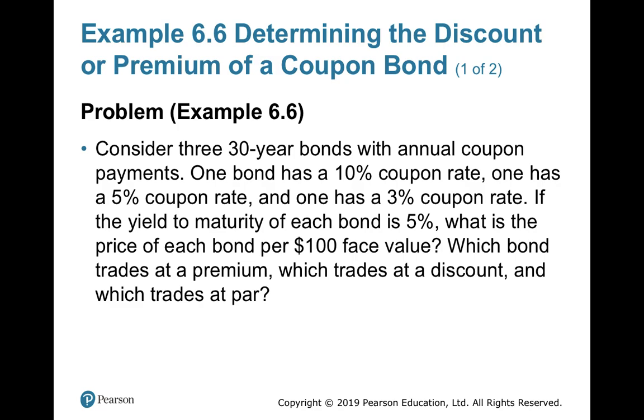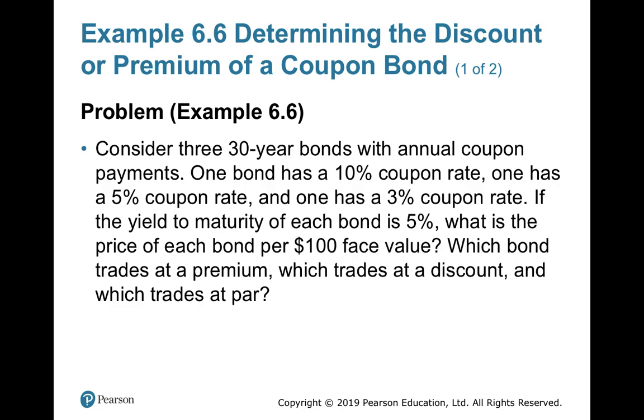Now let us take an example to see the effect. Consider three 30-year bonds with annual coupon payments. All three bonds have 30-year maturity, and all give coupons annually, once a year. One bond has a 10% coupon rate, one has a 5% coupon rate, and the third has a 3% coupon rate. Only the coupon rates are different. Face value is 100 for all. YTM is 5% for all. Which bond trades at a premium, which at a discount, and which at par?